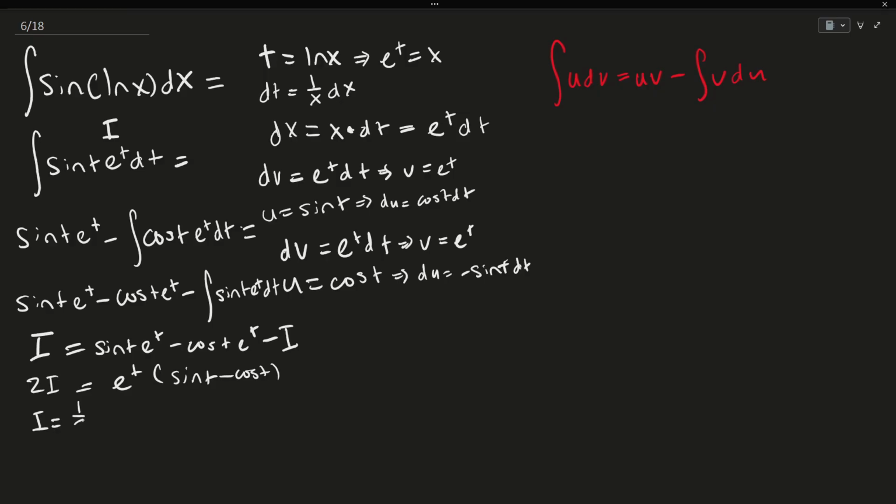And I'm going to also undo the substitution, so t is ln of x, so e to the power of ln of x is going to be x times sine ln of x minus cosine ln of x. And don't forget to add our plus C here. So this is the final solution to the problem.